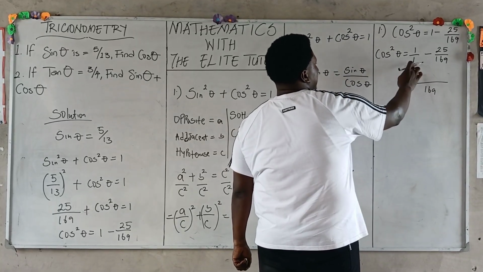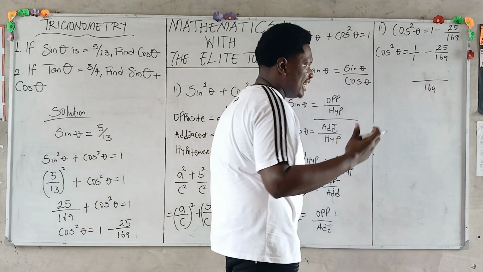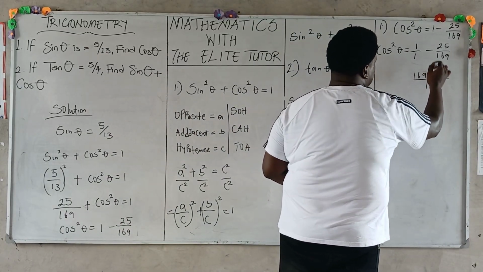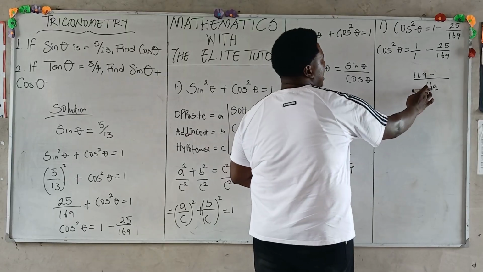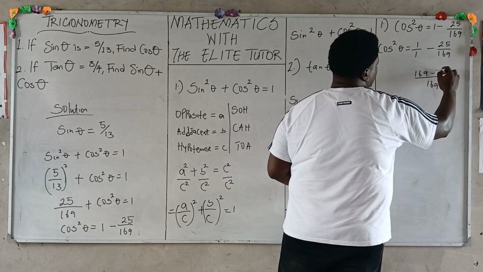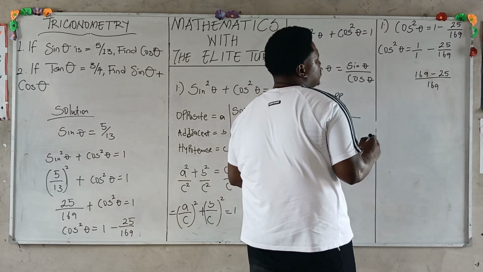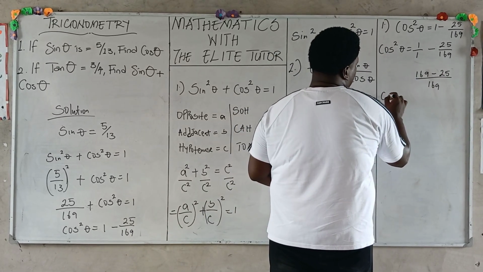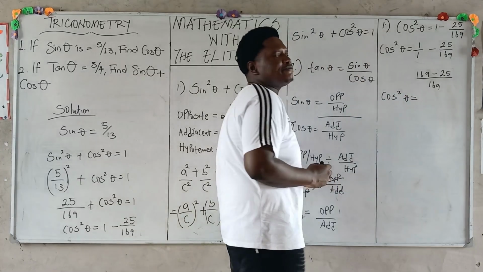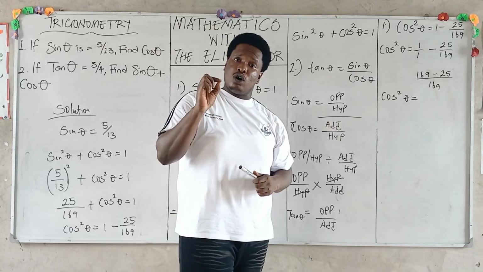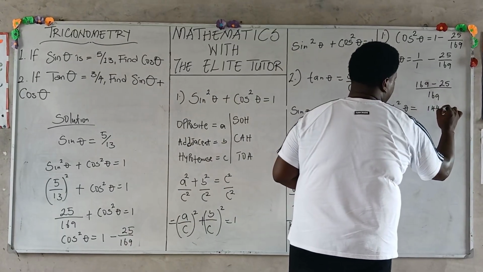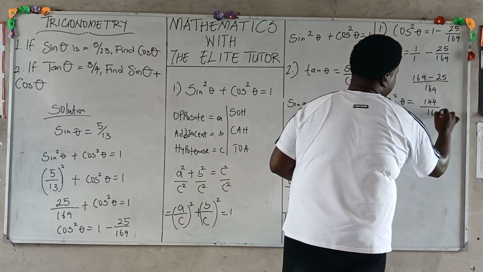169 divided by 1 gives us 169, multiplied by 1, so here we still have 169. The minus sign, then we have 169 divided by 169 gives us 1. 1 times 25 gives us 25. So at this point, we have that cos squared theta is equal to 169 minus 25. That gives us 144. We have 144 over 169.